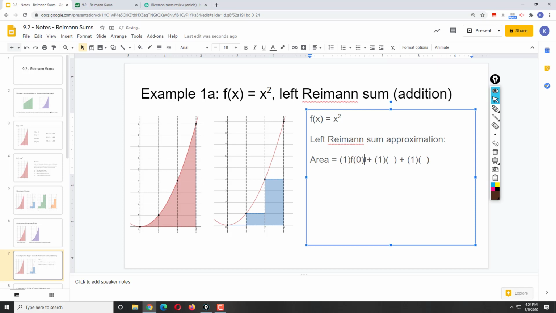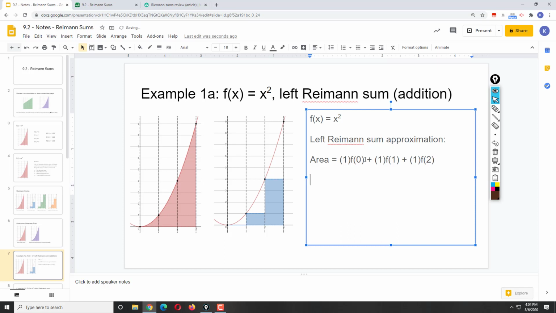Okay. The second rectangle goes from 1 to 2. For the left Riemann sum, we use f of 1 for 1 to 2. The third rectangle goes from 2 to 3. For the left Riemann sum, we use f of 2.